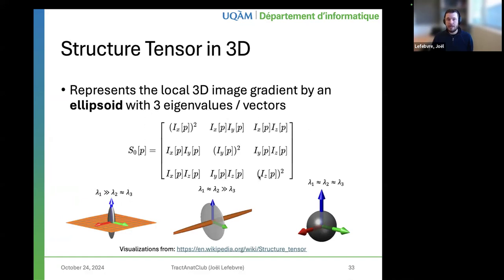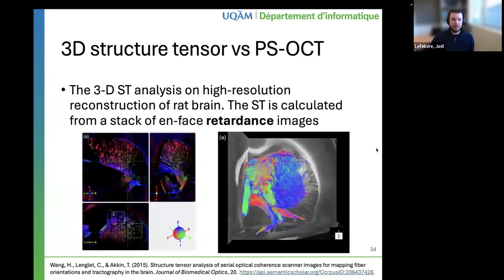So the structure tensor in 3D is really similar to the diffusion tensor that you use in the MRI. And by analyzing the eigenvalues of this tensor at every location, we can infer the geometry of the structure we are looking at locally. So is it a fiber? Is it a plane? Is it isotropic, so it's a sphere? And then by doing this, some people showed, for example, that the PSOCT signal was correlated with the structure tensor results. So that shows us that this tool is a good tool at very high resolution to extract the orientation of the fibers.